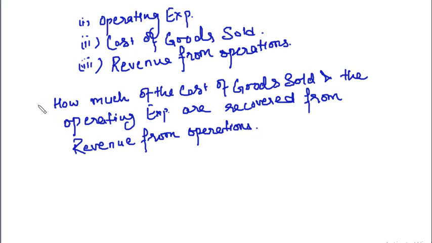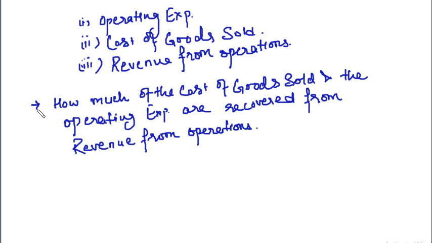Right? Now, what does this ratio tell? That if you are selling your product, you're getting the revenue. From that revenue, how much are you able to recover of your operating expenses plus whatever cost you have incurred in manufacturing or buying that product. So you have to cover two things from the revenue. The first thing, the cost of the goods sold. You have to recover the cost. Only then will you be earning the profit.